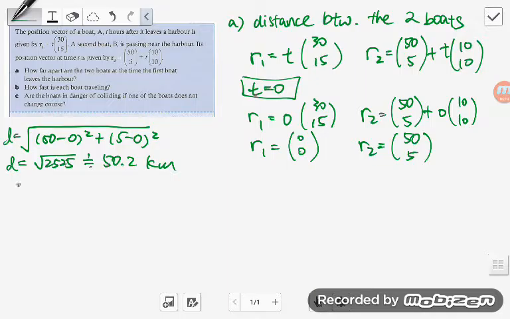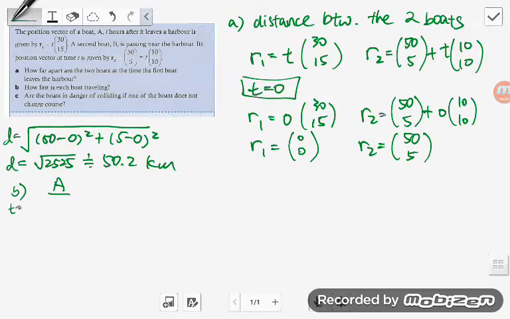Now for part B, how fast is each boat traveling? Now this is a bit tricky. How fast is the boat traveling? If you think about this, let's look at boat A first.